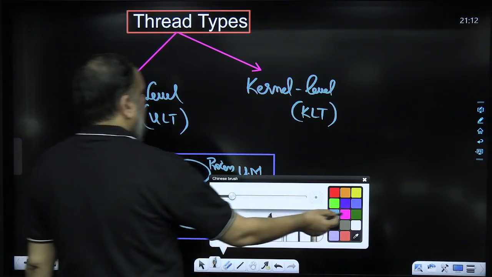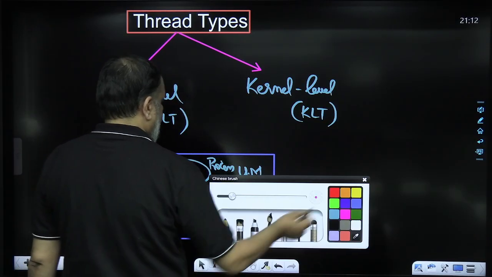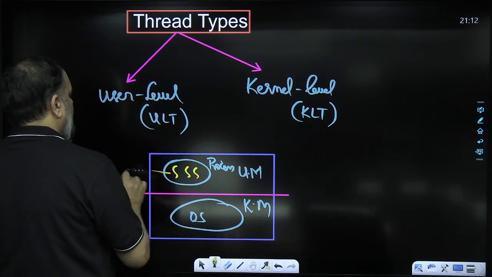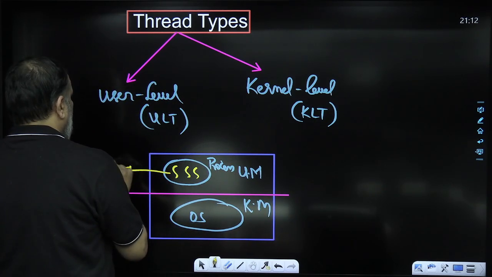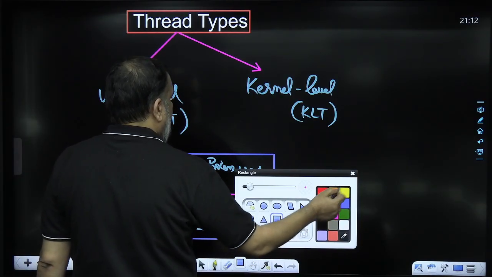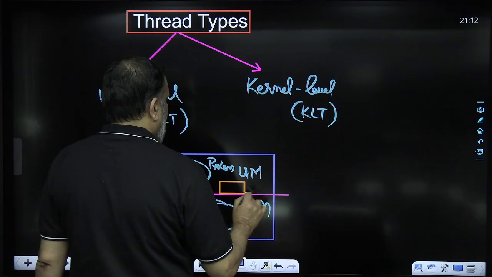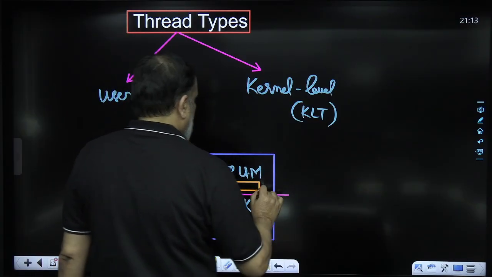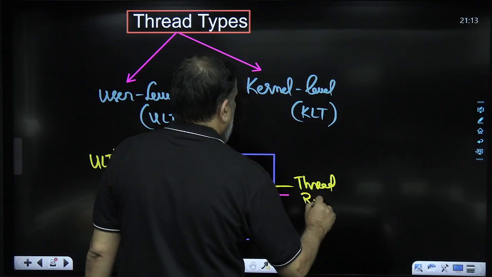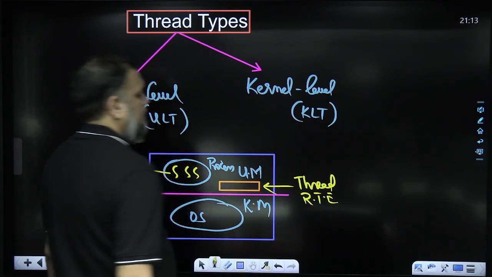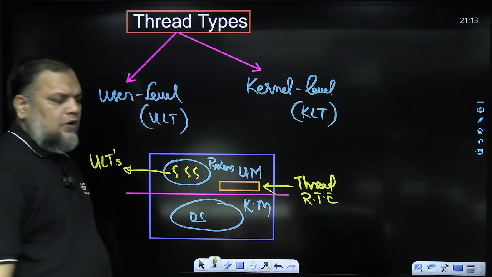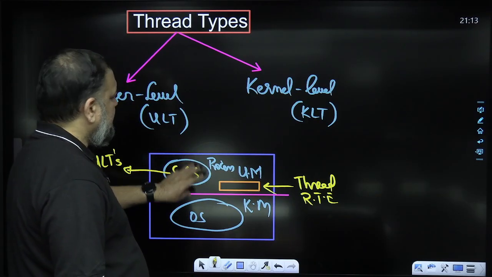So for example, here if I create some 3 threads, these are called user level threads. They are basically managed by a user level thread package library or a runtime environment. Here I will call it the thread runtime environment. That will basically manage the user level threads. That means the operating system will always view this as a process, not threads.